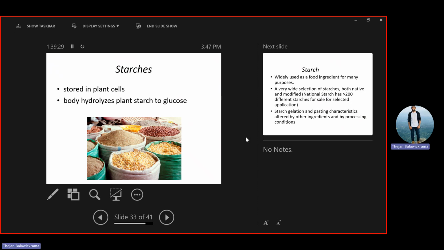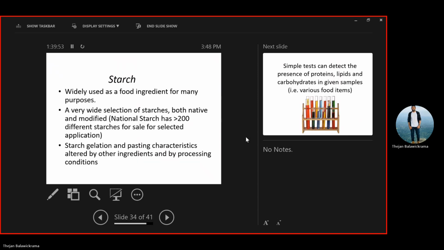This is the most common carbohydrate to us. We eat starch, isn't it? Starch is stored in the plant cell, and by hydrolyzing starch, we get glucose. Then glucose is subjected to cellular respiration to generate ATP. More about starch.